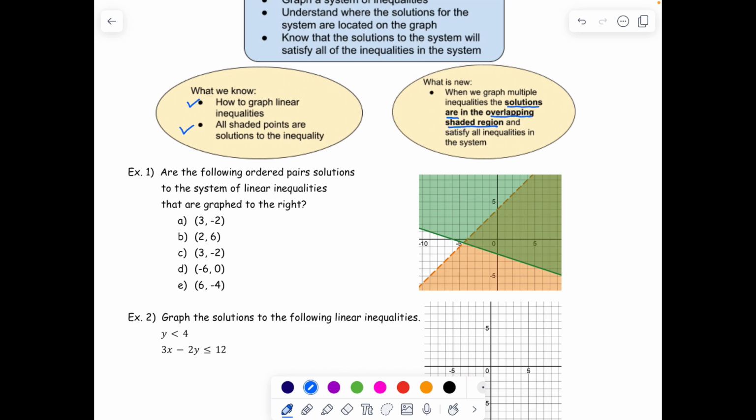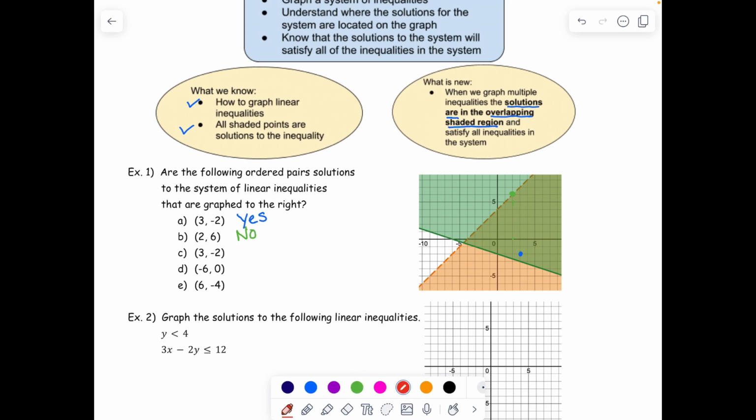Okay, so we're going to see if the following pairs are a solution to the system that's graphed. The first one is (3, -2). So we go to (3, -2), and that is in our area. So the answer is yes, because it's in the overlapping area. The next one is (2, 6). Now, notice that is on the dotted line. So no, it's not a solution because it's on the dotted line.